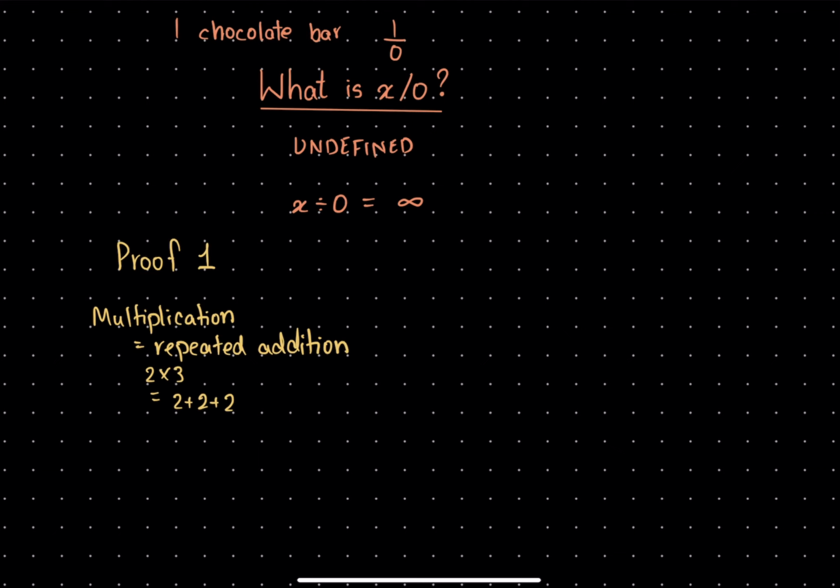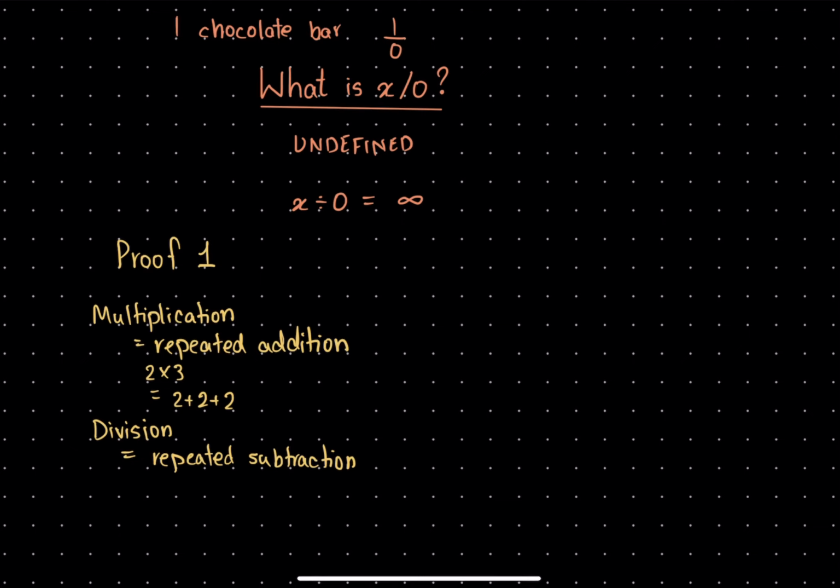So then is division repeated subtraction? Now, if you think about it, this actually makes sense because when you're dividing a number, you're practically taking that number from the other number as many times as you have to make the number 0. So let's say, like in our previous example, 6 divided by 2 is the same thing as 6 minus 2 minus 2 minus 2, which gives us 0.